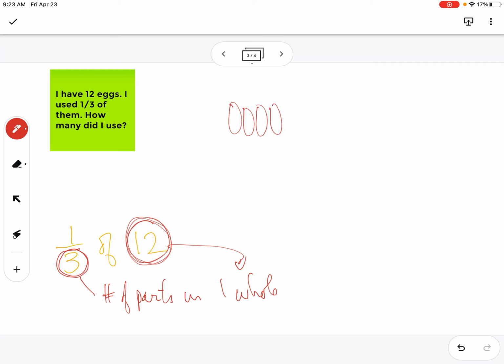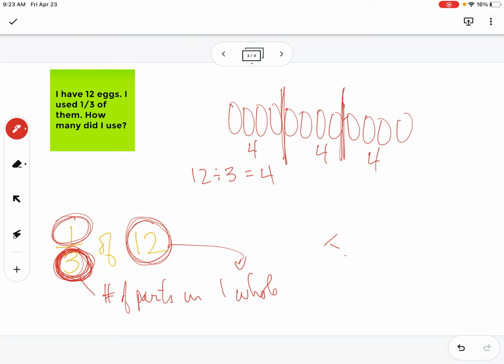So there's 4 eggs in the first group, 4 eggs in the second group, 4 eggs in the third group. 4 and 4 and 4. Now I go back and I've done what the 3 on the bottom has told me. Take the whole amount that you're working with and break it into 3 parts. Now I'm going to use the top, and the top says, now give me one of those groups. So I am just going to grab one of these groups. That tells me that 1/3 of 12 is just one group of 4.